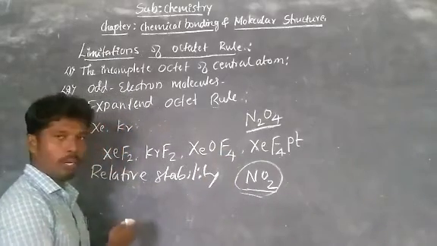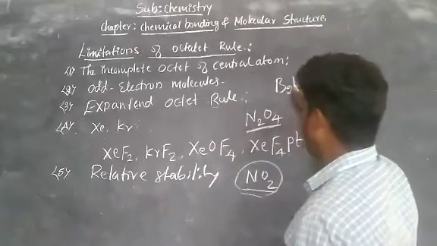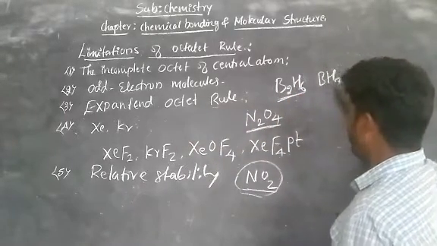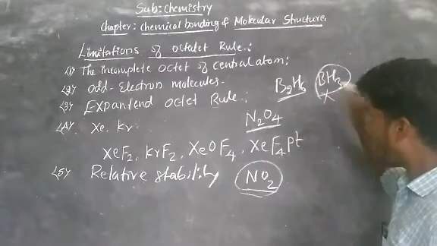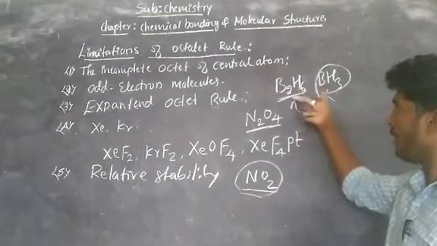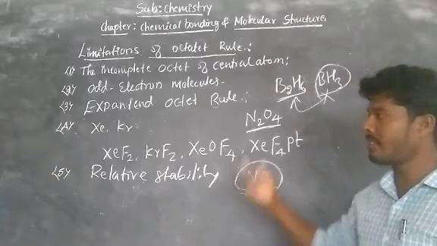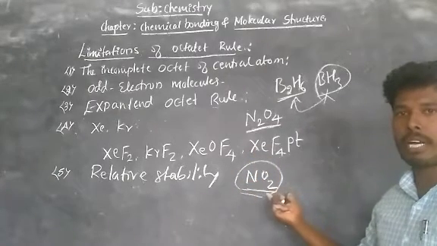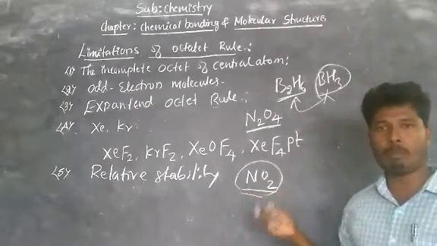Or diborane, you know, B2H6. Actually, the molecular formula would be BH3, the boron hydride. It doesn't exist; rather it exists as B2H6. It fails to explain these concepts. That is, this theory fails to explain the relative stability of some molecules or compounds. Then the next one: this theory doesn't explain the shape of the molecule.